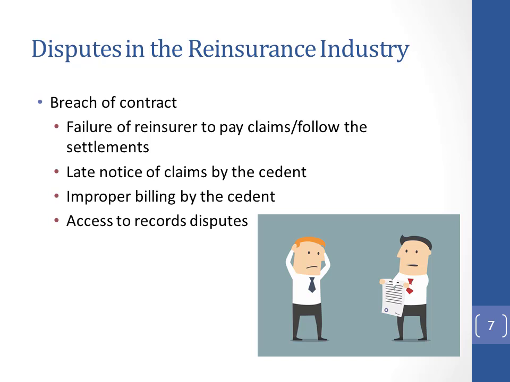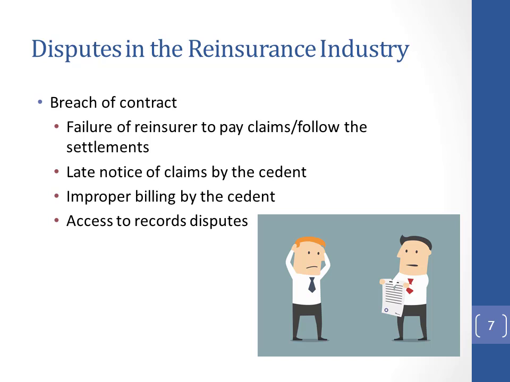Thank you. Before we talk more in detail about arbitration and litigation, I'm going to briefly outline some of the types of disputes that you see in the reinsurance industry. And because a reinsurance agreement is at its heart a contract, one of the main types of disputes is for breach of contract. So, for example, a cedent may argue that a reinsurer breached a contract by not paying claims or by challenging the amount of a claim.